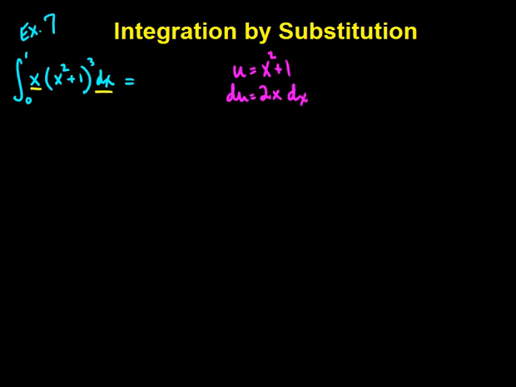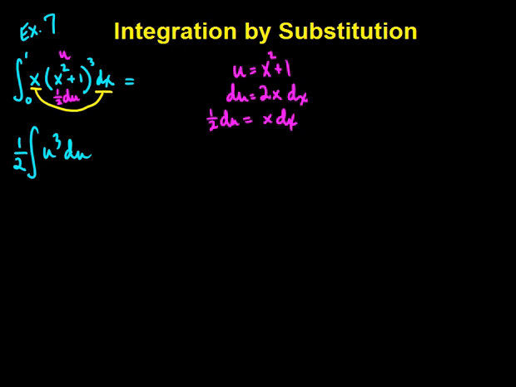Now I have an x and a dx there, so I still want to divide by 2, or multiply by 1/2. So 1/2 du is equal to x dx, and u is equal to x squared plus 1. And so we have gotten rid of all of the x's in the integrand. That leaves us with 1/2 integral of u to the third du.